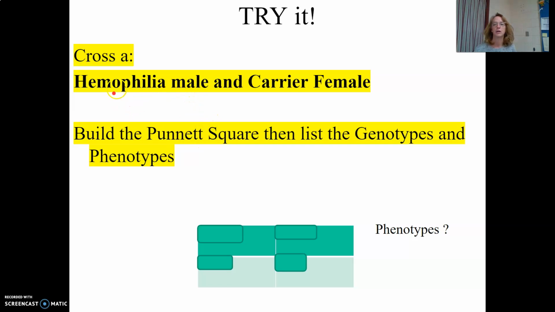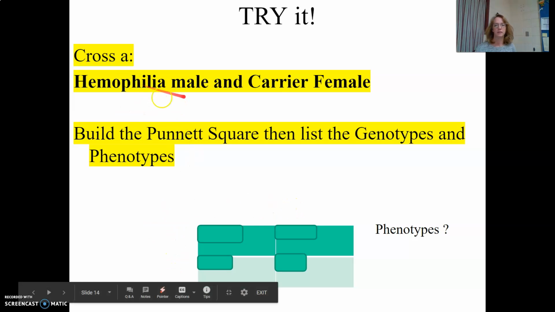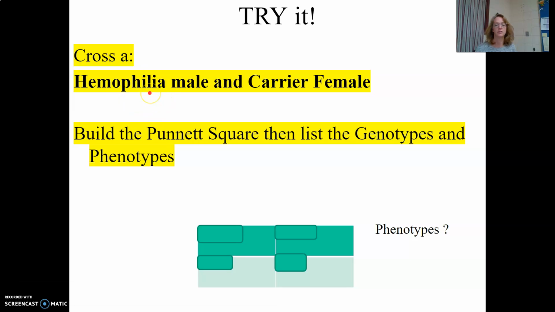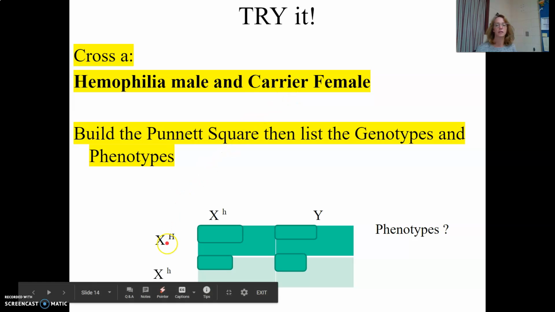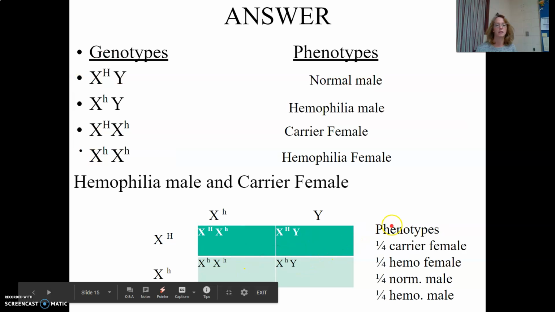So let's try it. Cross a hemophiliac male and a carrier female. The first thing you're going to do is write the sex chromosomes for female on top or the side, and then male on the other side, and then figure out what they have. If he has hemophilia, remember these are recessive disorders, so you have to put that recessive H on the male. The female is a carrier, so first make her a girl, and then make her a carrier. And then cross those X's and Y's across, figure out genotypes and phenotypes.